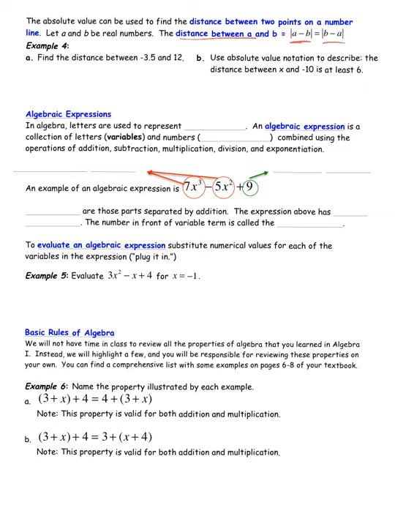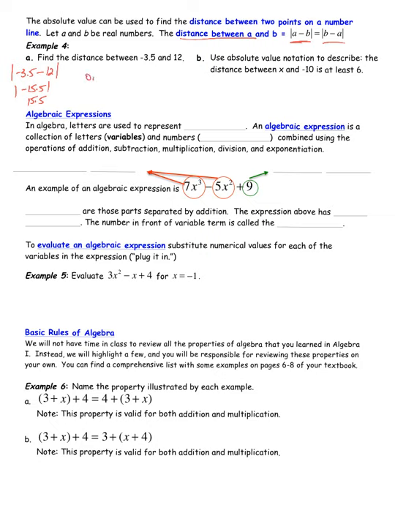Find the distance between negative 3.5 and 12. So we can do this in two different ways. I can say that's the absolute value of negative 3.5 minus 12. And then I would do the part inside the absolute value. So that would be negative 3.5 minus 12 is negative 15.5. And the absolute value would say to make that positive 15.5, because that's the difference between 0 and negative 15.5 on a real number line.